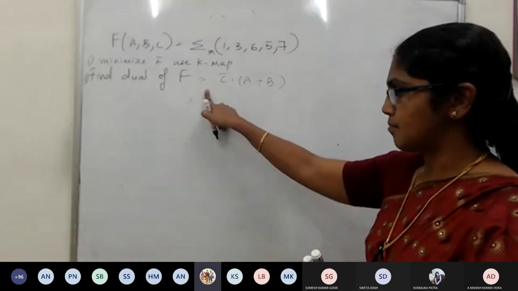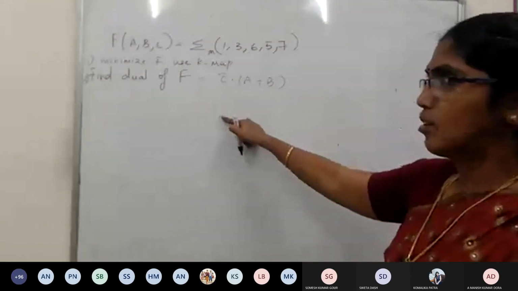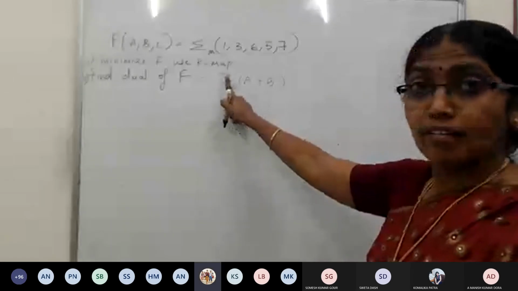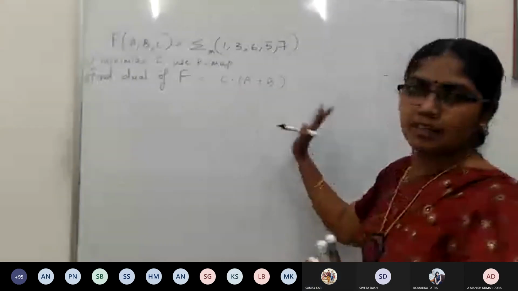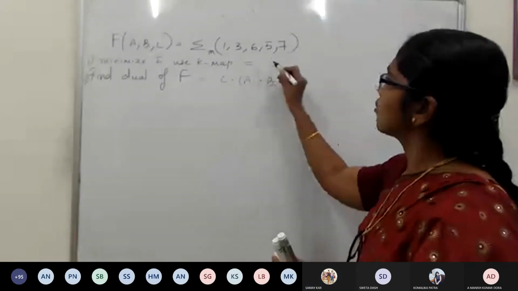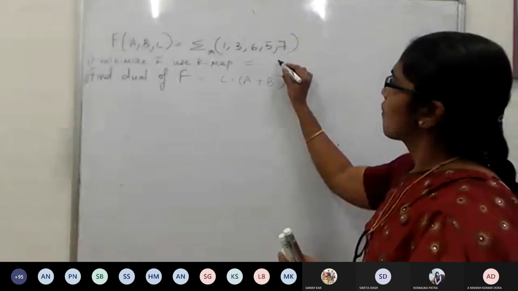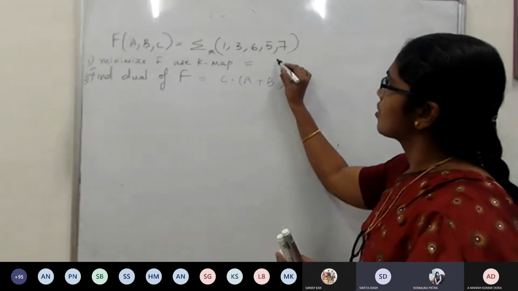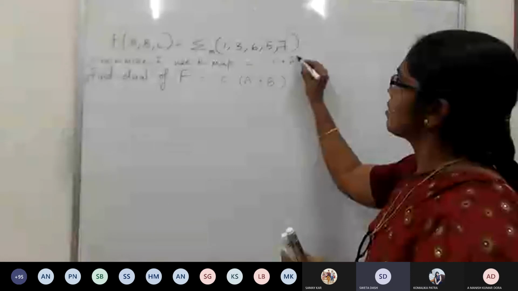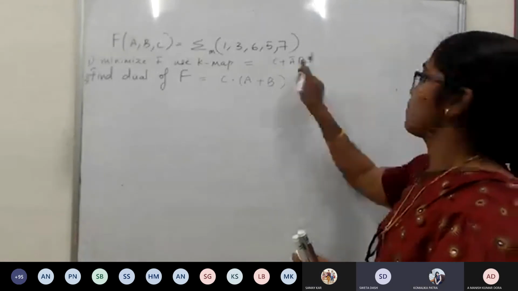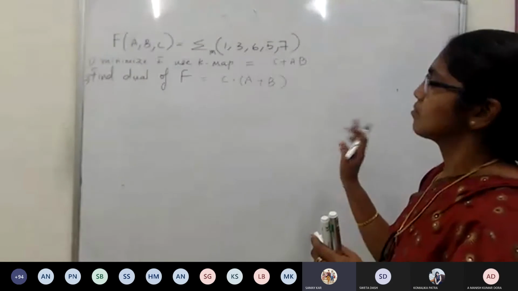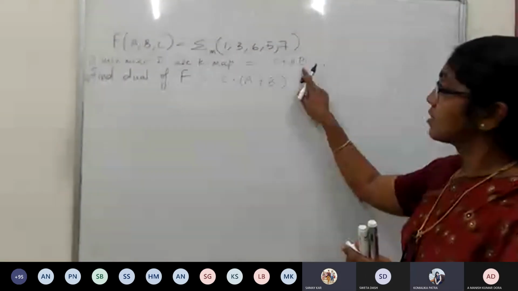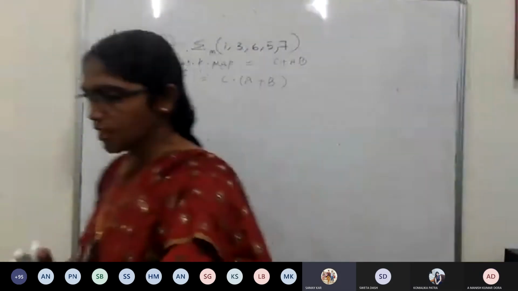For this, it is only C, not C bar. Only C. Yes, ma'am, only C. Okay, fine. You got it like this, right? C dot A plus B. So for this one, you got the minimization of the function. How much did you get? C plus A dot B. Yes, ma'am. So you got this. Okay.